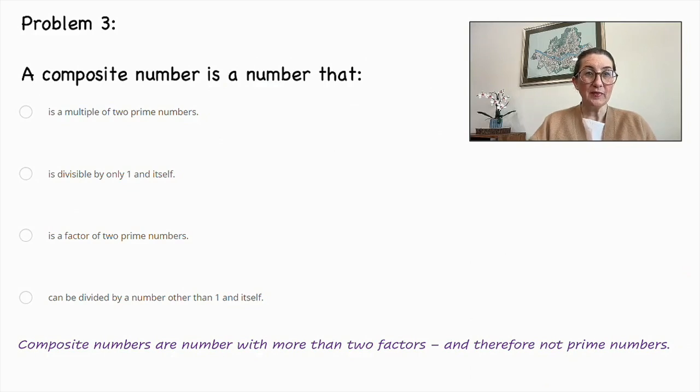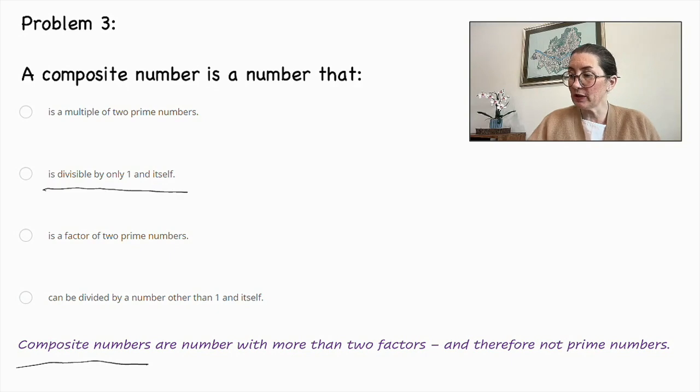Problem number 3. A composite number is a number that is a multiple of 2 prime numbers, is divisible by only 1 and itself, is a factor of 2 prime numbers, or can be divided by a number other than 1 and itself. So the definition of a composite number is a number with more than 2 factors. So not a prime number, in fact, the opposite of a prime number.